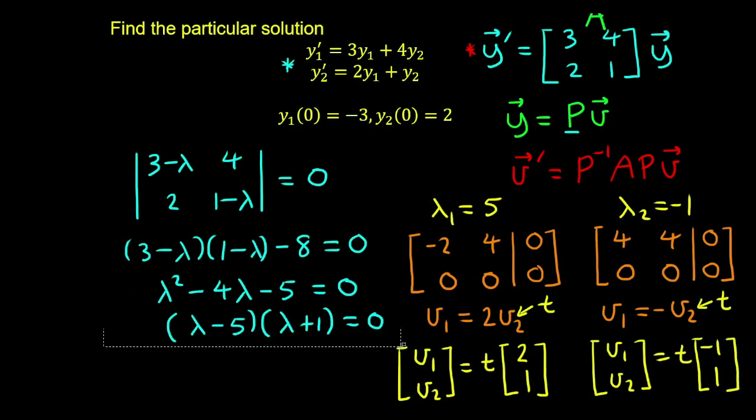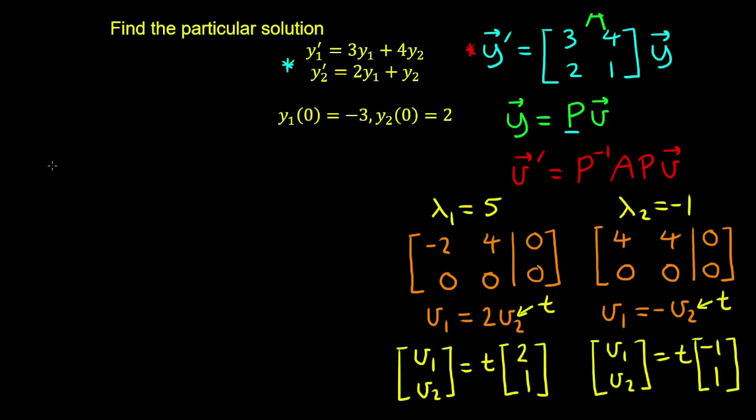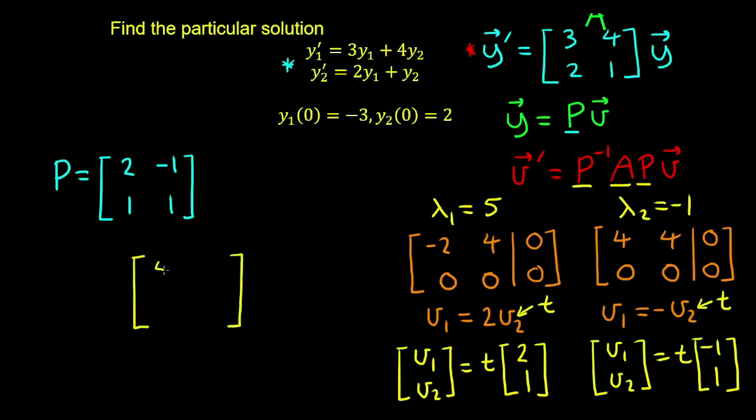Now let's make a bit of room over here. So therefore our P matrix consists of the basis eigenvectors in each column. And if you take the inverse of P, multiply it by A, and then by P, then you get a matrix with the eigenvalues on a diagonal. So we have 5 and minus 1, which correspond to each eigenvector in those columns.